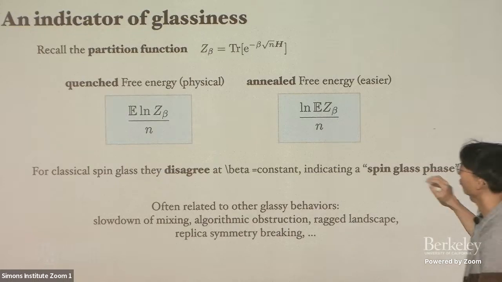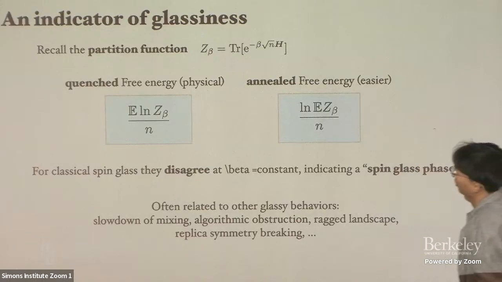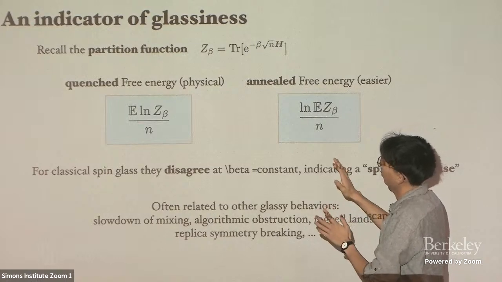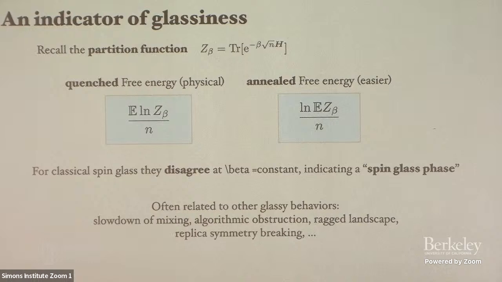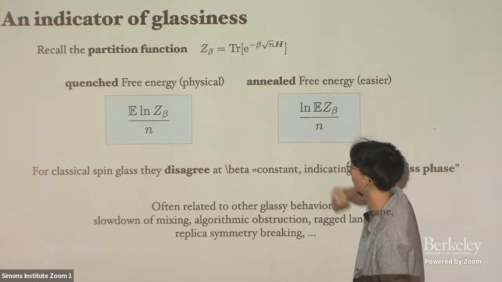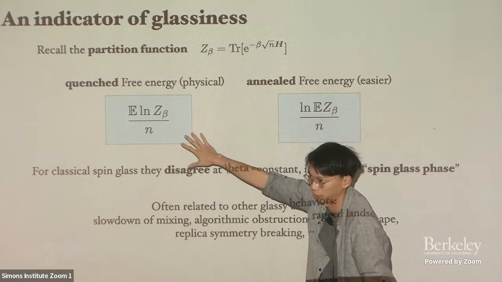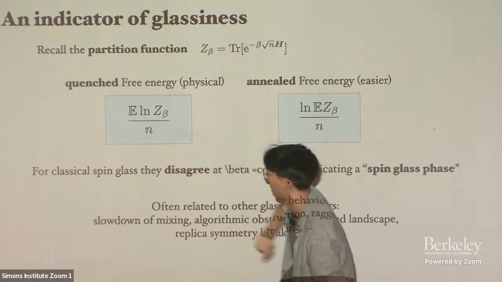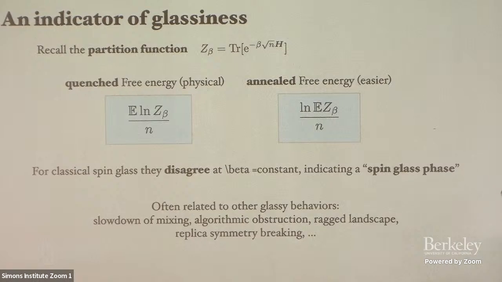So here's what I learned from what classical people have done. Here's an indicator of glassiness. It's hard to define glassiness, but here's a very precise indicator. Take the partition function and consider this: log Z and take the expectation, versus the log of the expectation of Z. You can define these two numbers, and people call the left-hand side quenched and the right-hand side annealed.